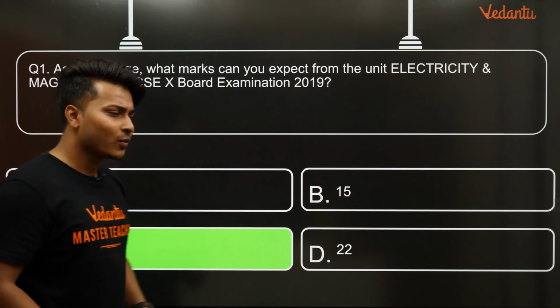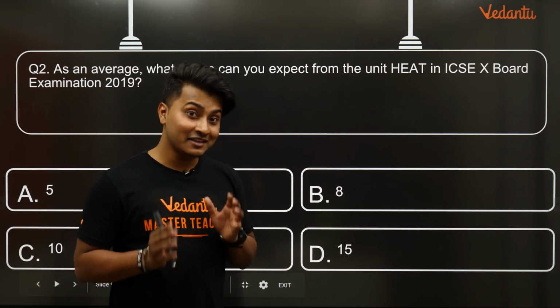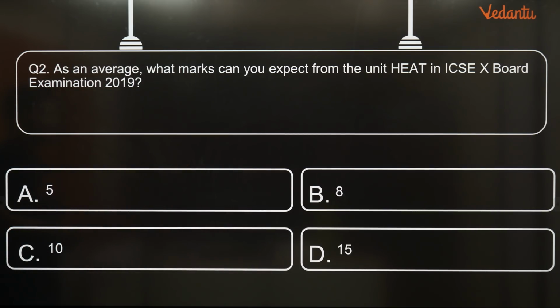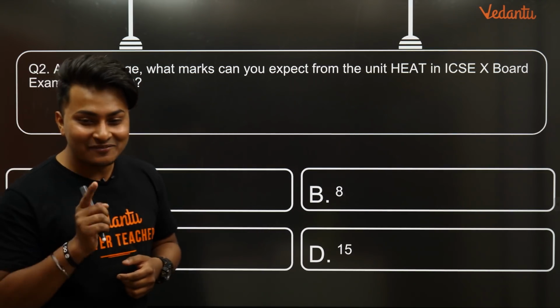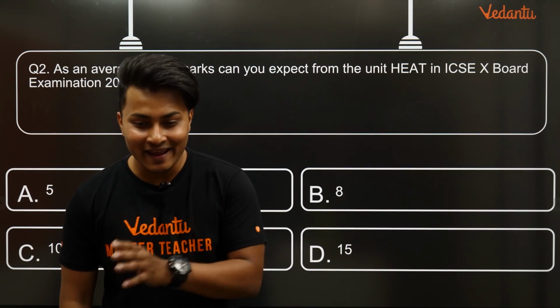Let me show you one more question. Very simple. Let me see whether you guys can get this question correct. It's much easier than the previous one. So the question goes like this. Please go ahead and let me know what is the answer. As an average, what marks can you expect from the unit heat in ICSE 10th board examinations 2019? 5, 8, 10, 15. Come on, I know you guys have the capability to give me that answer correctly. So think. Come on. 5, 8, 10, 15, guys.